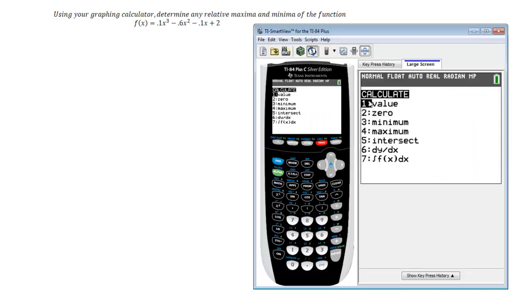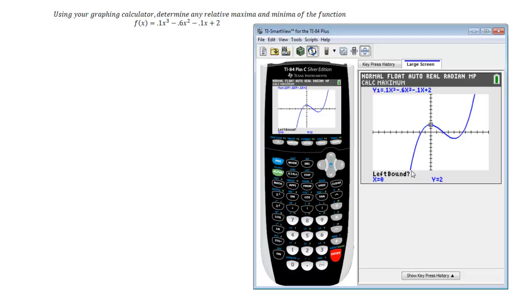So I'm going to hit that now, and I get this option where it gives me a value, zero, min, max, intersect, dy/dx, and this funny little sign here stands for integral, but you're not going to do that in this course. But we're going to pay specific attention to finding the max. So I'm going to scroll down to option 4 and hit enter.